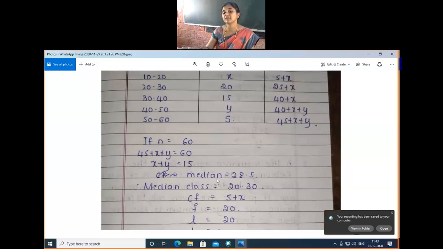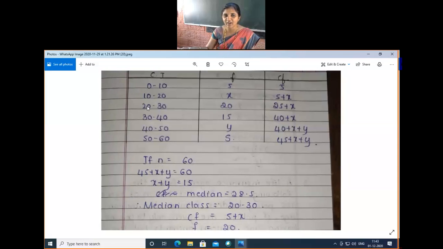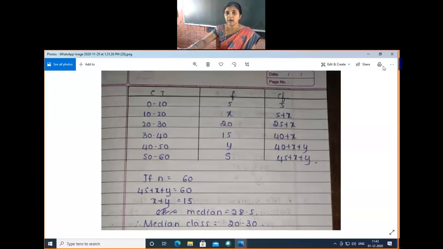Last, we have to use the median. The median is already given, 28.5. Then we have to find the median class. How do we find the median class? The median is 28.5. Where is that 28.5? It lies in the 20 to 30 range. You will get the class interval as 20 to 30 because 28.5 is covered in this class interval. So this is the median class, 20 to 30. Let us mark the median class now. This is the median class.